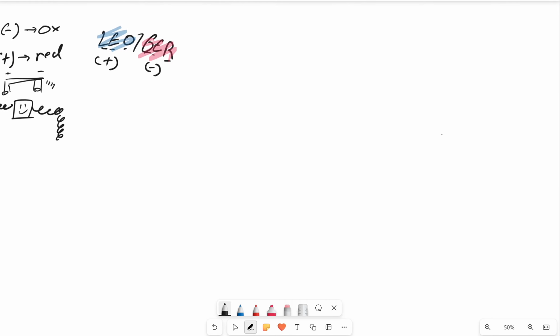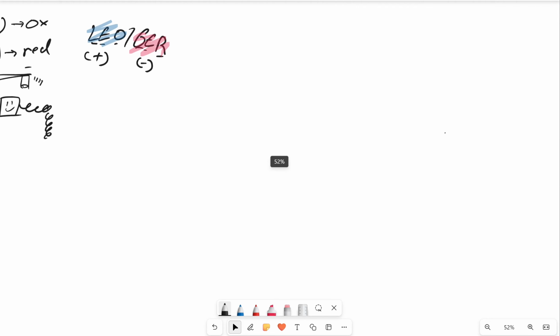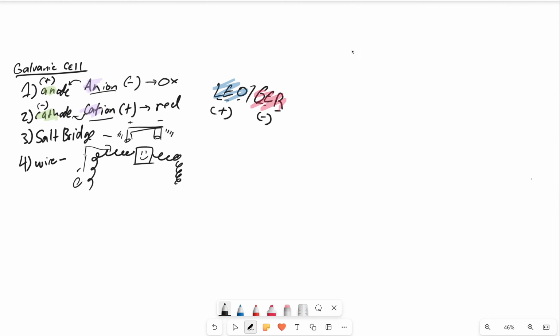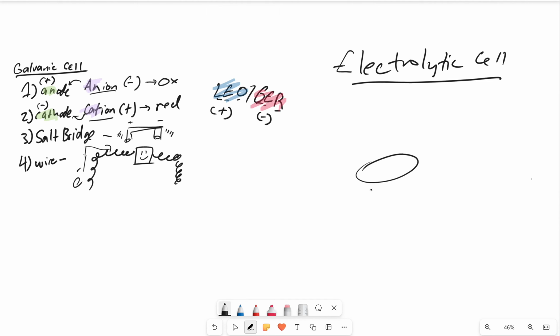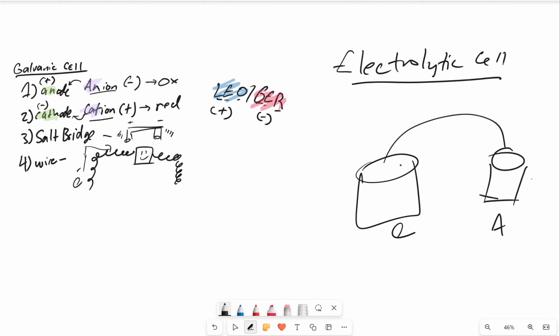Okay, so we drew our voltaic cell earlier, and now we have to figure out what our electrolytic cell will look like. The good news is the only thing that switches is the anode and the cathode. All it does is that now we switch C and A like that, and we have everything else the same, with our salt bridge and our wire connecting, and the metal and the solution, right?